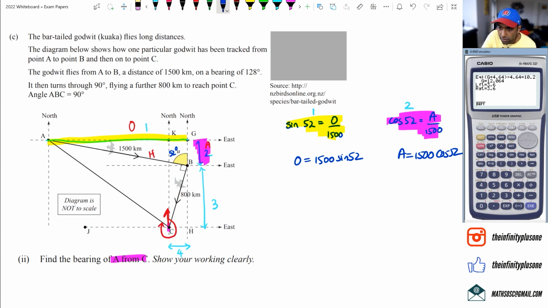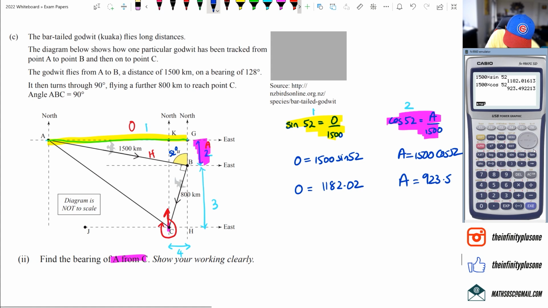All right, so let's do that. 1500 times sine 52. That's going to give me opposite is equal to 1182.02, and then adjacent is going to be 923.5.